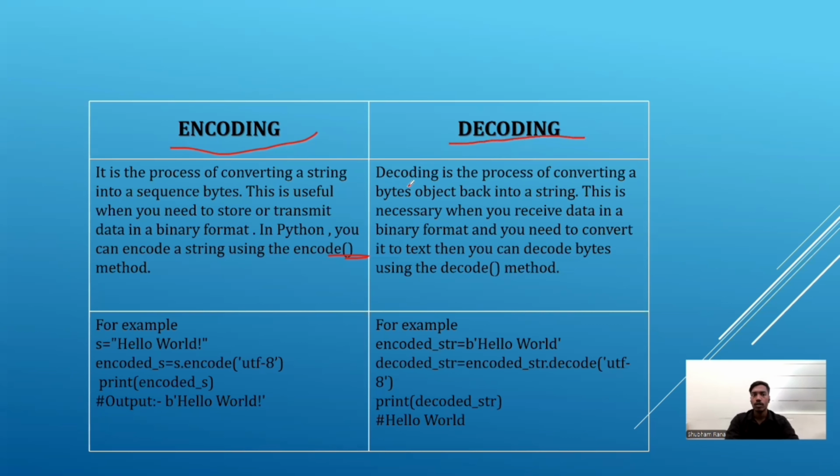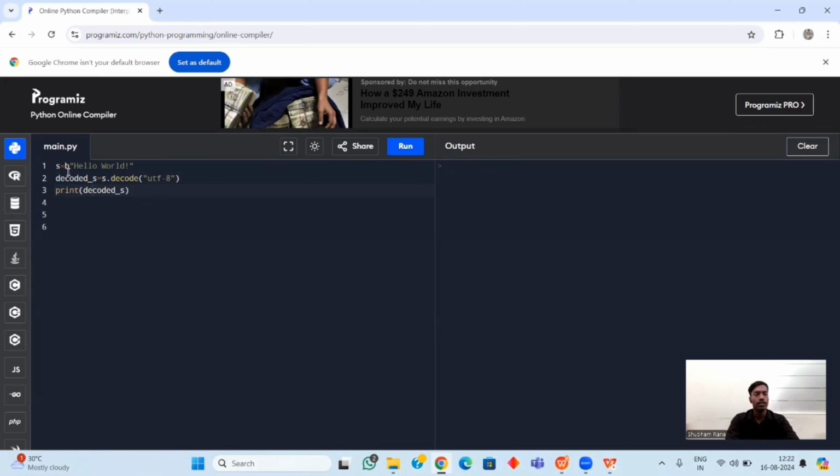And the next topic, decoding. Decoding is just the opposite of encoding. It is used to convert the binary format into a string. In Python, you can decode using the decode method. Let's see the example of decoding in the compiler. I have written that code. s is assigned binary hello world, and here is the method to convert binary into a string, decode UTF-8. Let's see the output. Here the binary code is converted into string format.